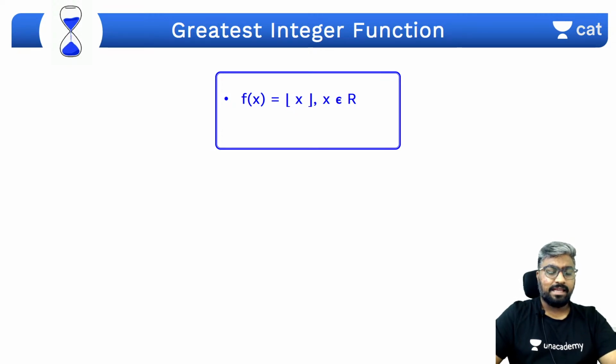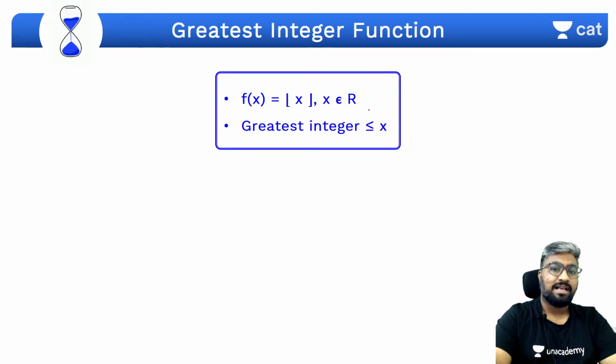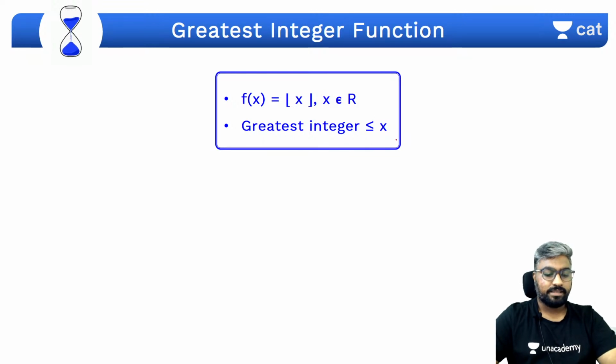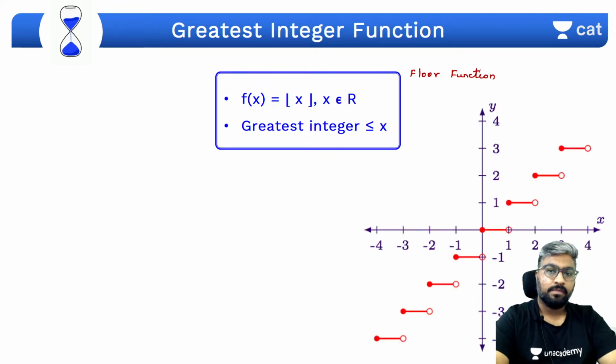x can be any real value. So the value of f of x will be the greatest integer less than or equal to x. Yes, greatest integer that is less than or equal to x. Understood? Yes, this is called floor function. Okay, this is how the graph for it looks.